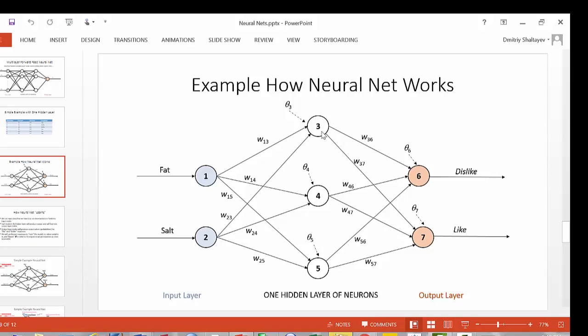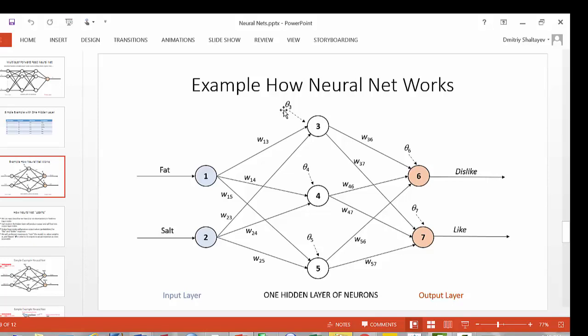In general, there are multiple types of activation functions. It can be a linear function, so I just say these inputs, W13 times fat plus W23 times salt plus theta 3, that's what my output is going to be. So I'm not going to do anything with it, just combine these inputs and pass them forward. It's a linear function.